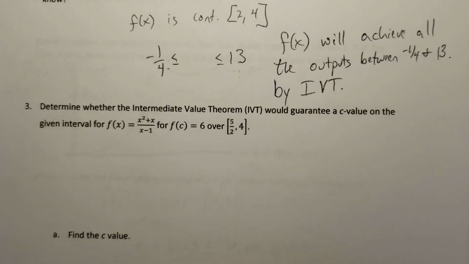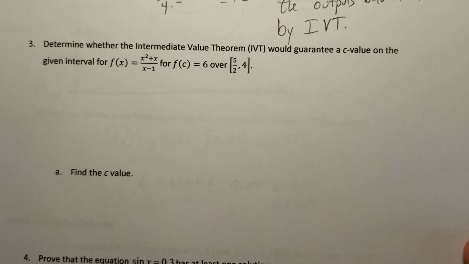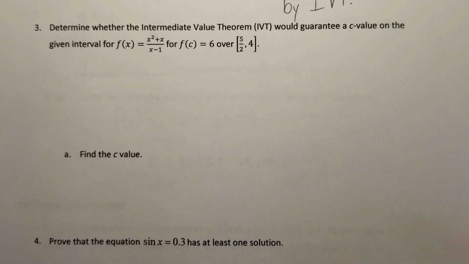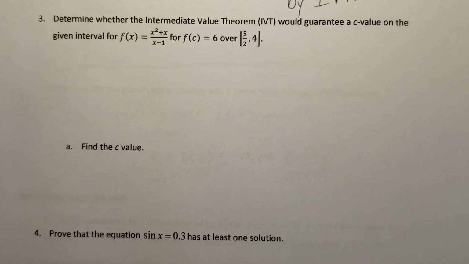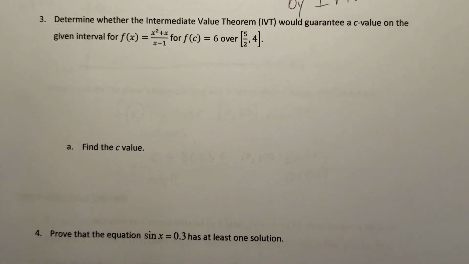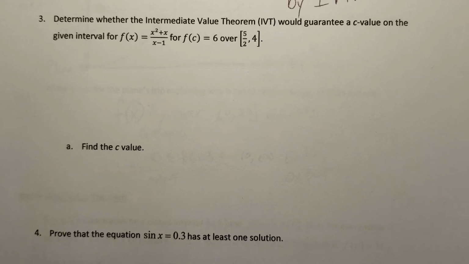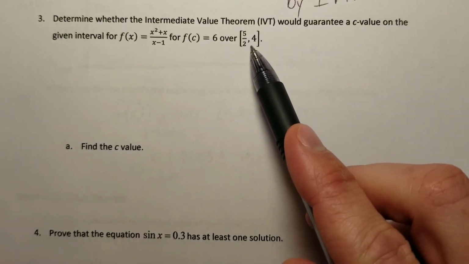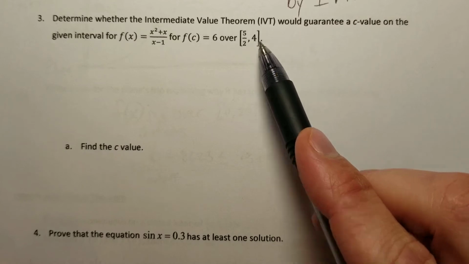All right, 3. Let's jump down and do at least part of 3 here, or both parts, maybe. It says, determine whether the intermediate value theorem would guarantee a c value on the given interval for f of x equals x squared plus x over x minus 1, for f of c equals 6 over 5/2 to 4. So again, first thing I'm always going to check is whether I'm continuous over the interval that they give us, from 5/2 to 4.